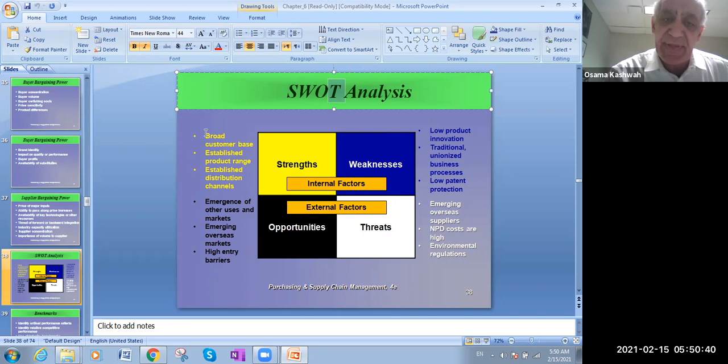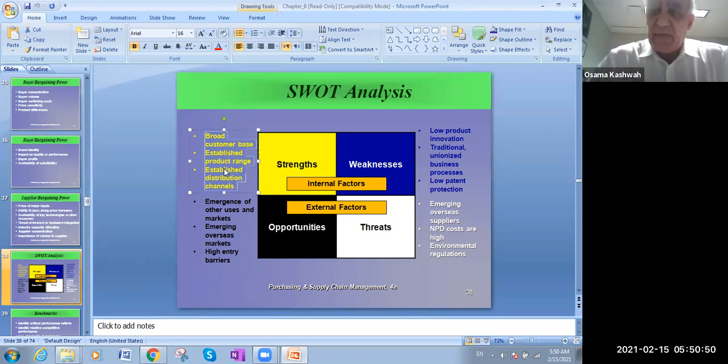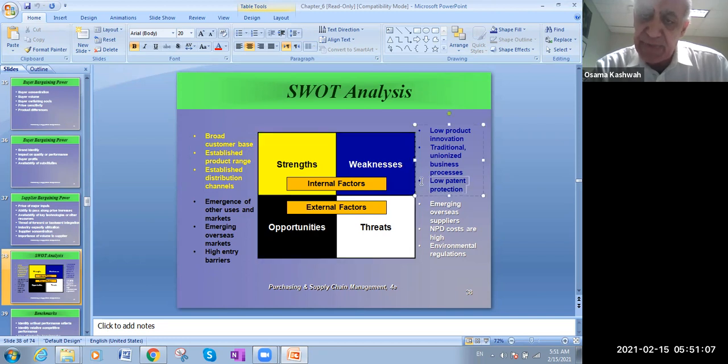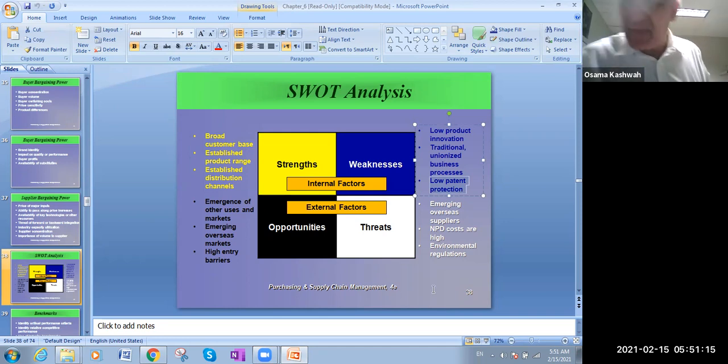The strengths are, like, an established customer base, an established product range, and distribution channels. Those are the things which strengthen me, my points of strength. But in front of it, I may have weaknesses or threats from the competitors: low product innovation, traditional unionized business processes, low patent protection. I cannot protect myself, and someone can imitate my products.